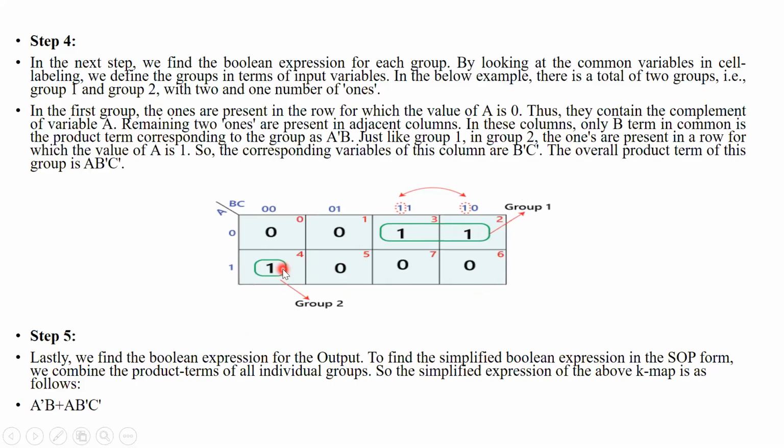Now the last step: the entry is done, the grouping is done. Why are we doing all this? Because I want a reduced expression. Now how will we write the expression? Now understand this from group 1. Here, what is the variable? A. What is the value of A? It is 0. So when I go from here to here, from M3 to M2, the value of A remains 0 only. The value of A in all these 4 cells is 0 only.